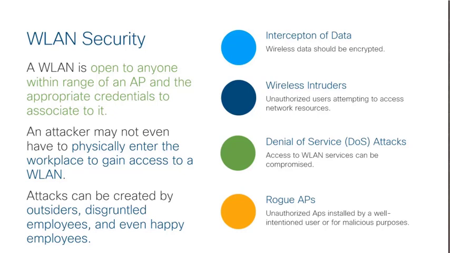Denial of service attackers are a little more difficult. They try to access your wireless local area network services, then compromise them either accidentally or on purpose. We also have our rogue APs, which are unauthorized access points that are installed either by a well-intentioned user, someone who just wanted to have an extra wireless network close by, or installed for malicious purposes, so they can intercept people's traffic. Using management software, we should be able to detect those rogue access points.